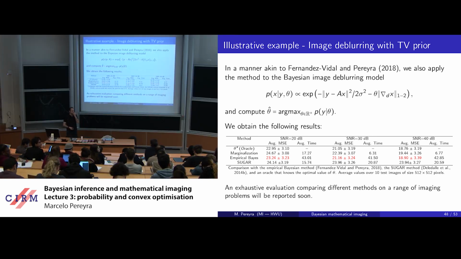What you call empirical Bayes is what people would call type-2 maximum likelihood. Exactly. Yeah. Are there any other questions?